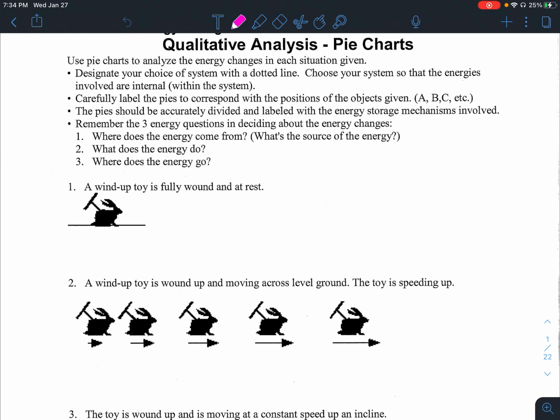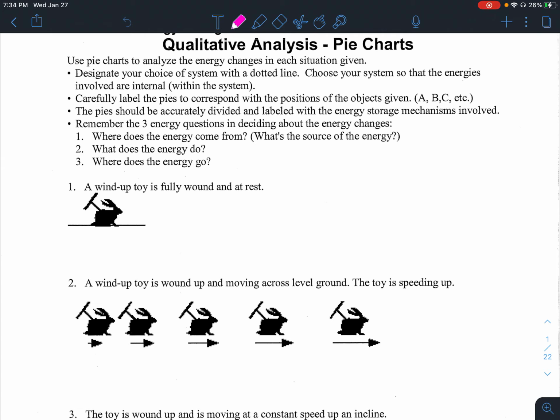So what I'm going to ask you is, for each scenario, draw a pie chart for the beginning, the middle, and the end of the scenario. Some things to consider, like I mentioned: where does the energy come from, as far as source? What does the energy do, and where does the energy go?